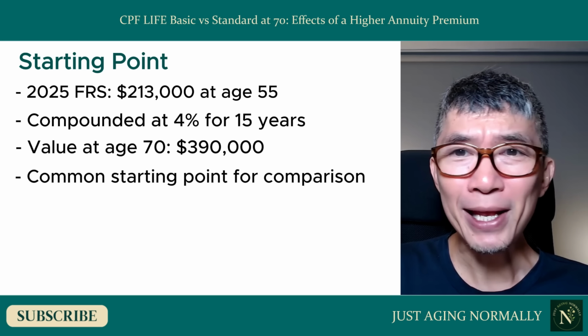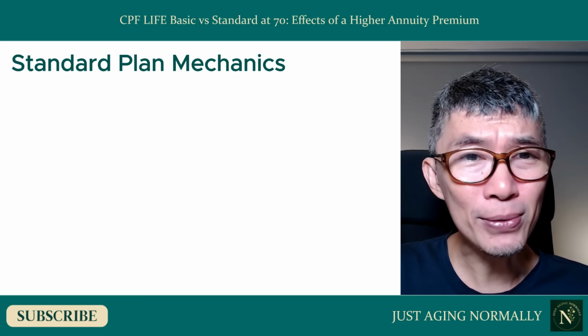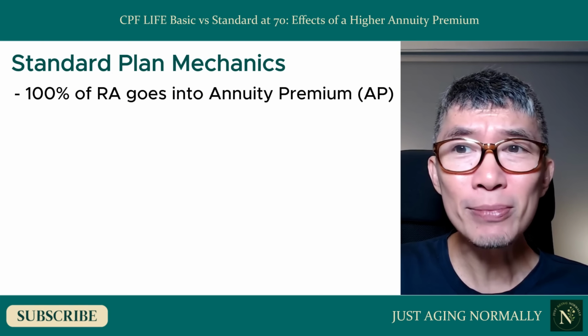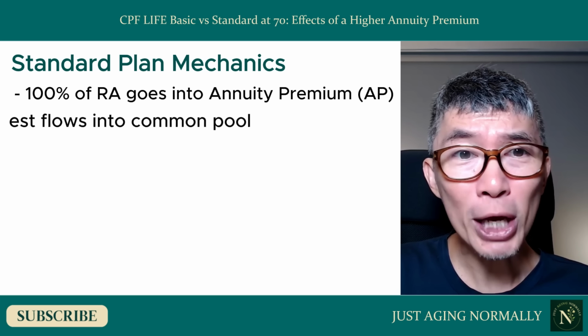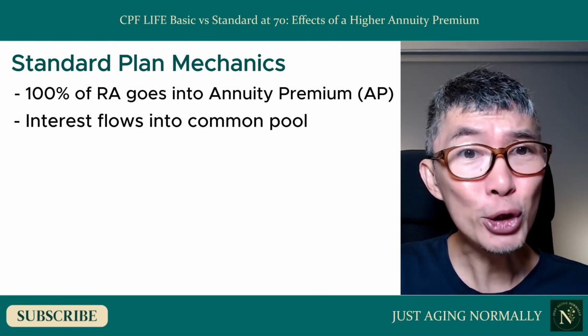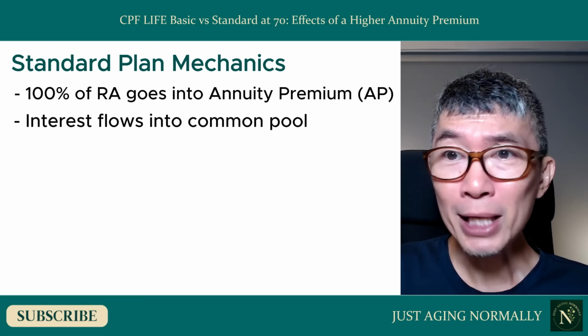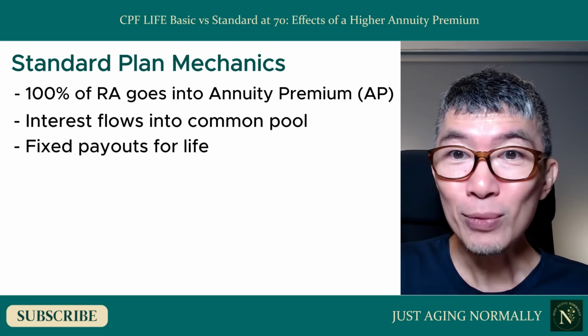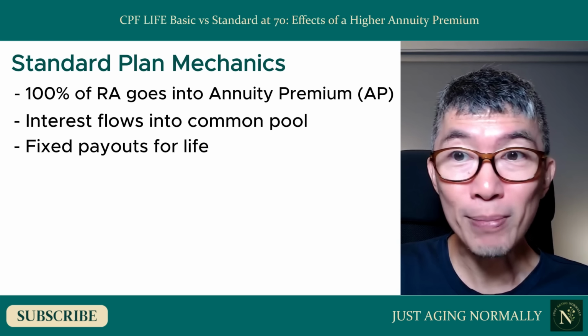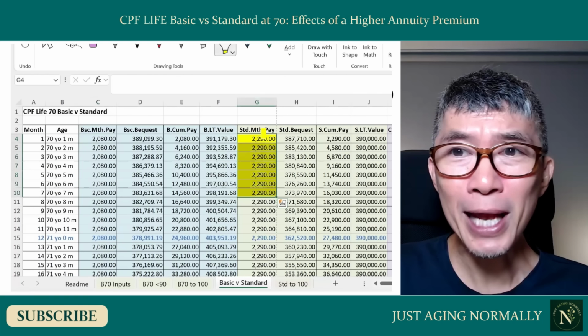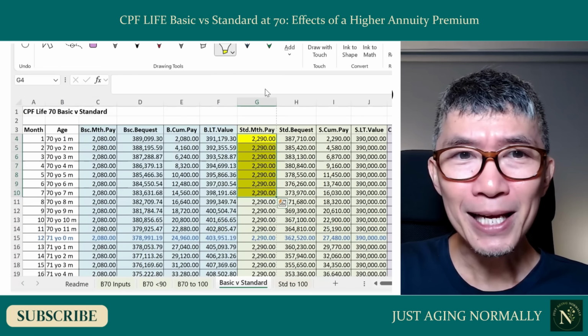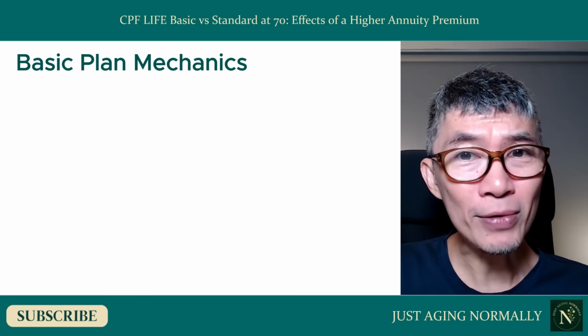For the standard plan, the mechanics are simple. The entire RA amount goes into the annuity premium, and the interest generated by the AP joins the common pool. You get a fixed payout for life, which in my model works out to about 2,290 per month.